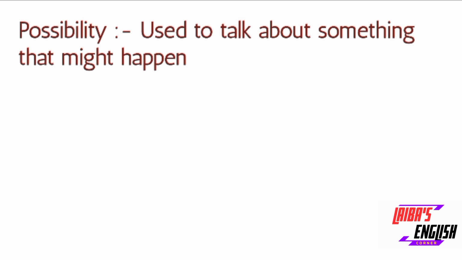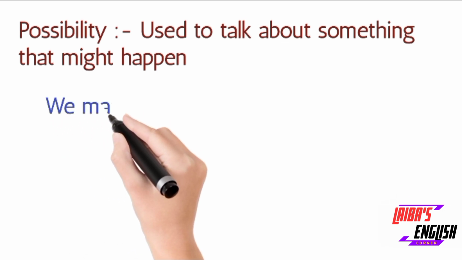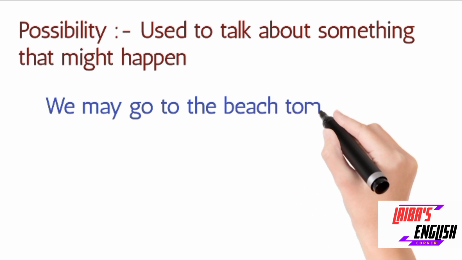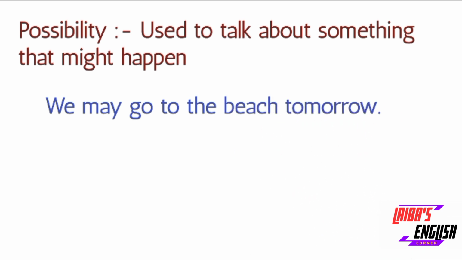Next is possibility. Used to talk about something that might happen. We are talking about the things that might happen, that do not happen now, but it might happen in future. For example, we may go to the beach tomorrow. So here we are giving another person the possibility that we may go to the beach tomorrow. So we are done with our third modal verb, which is may, which is used in two things: the permission, meaning in more formal way, and second is the possibility. I hope you understand the concept till now.